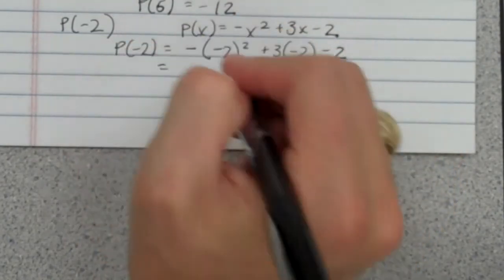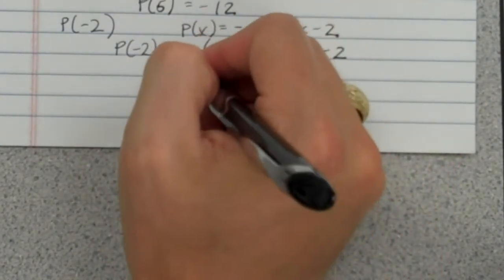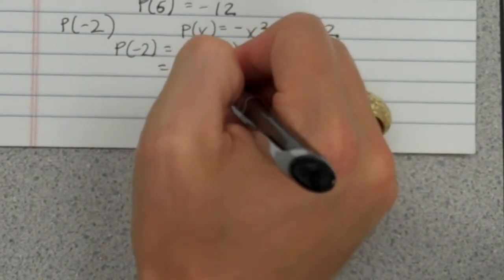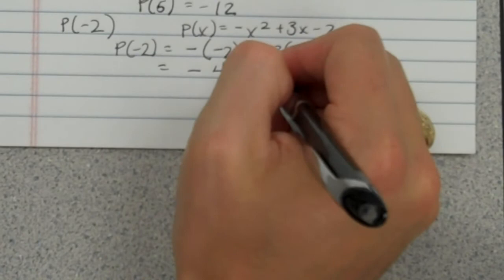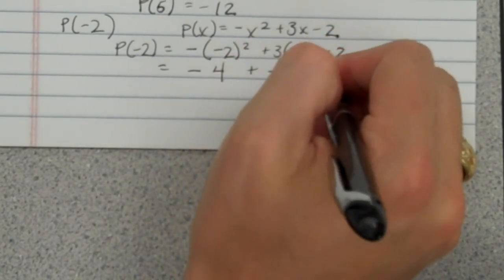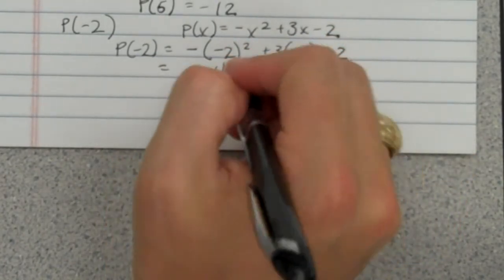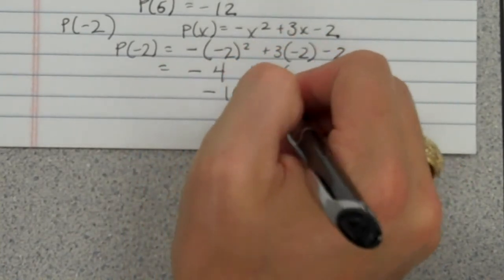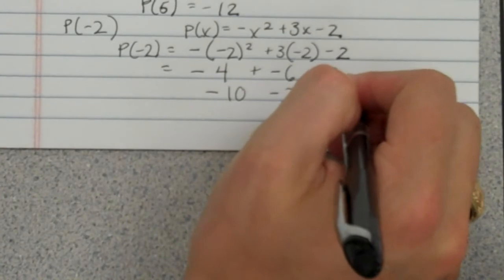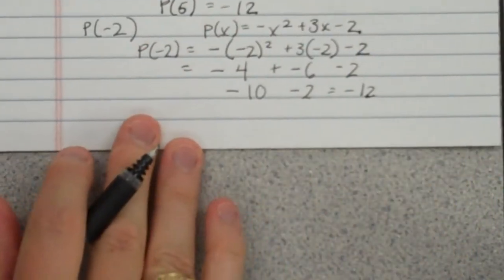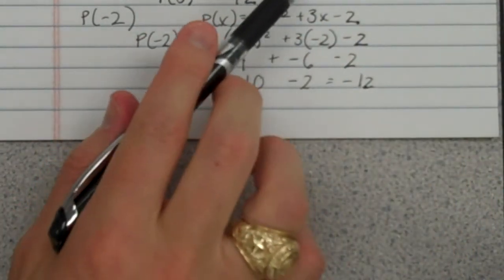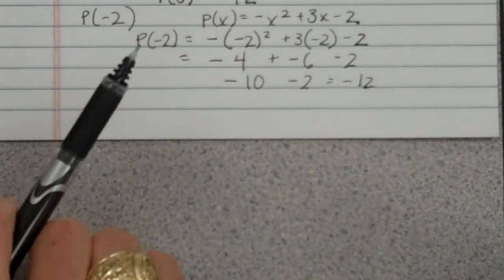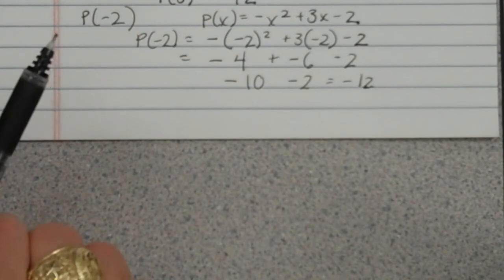All right? And then I do my order of operations, so exponents first. Negative 2 squared is 4, so negative 4, plus negative 6, minus 2. Negative 4 and negative 6, well, that's negative 10, minus 2 equals negative 12. Now, this is kind of a strange situation that I just chose two numbers that happen to give the same thing, but it obviously isn't going to work like that for all of them.